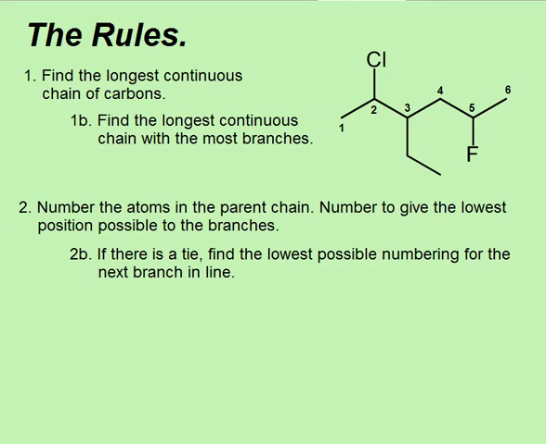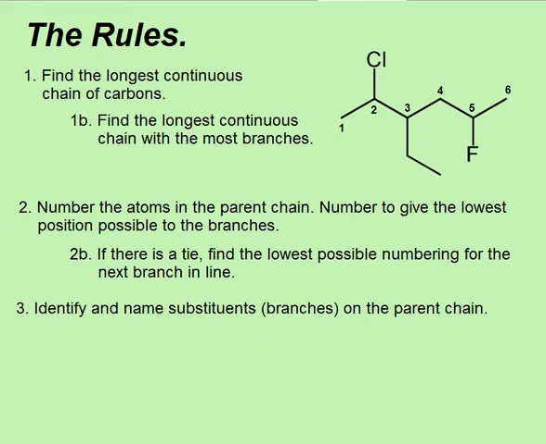Next thing we want to do is to identify and name the substituents, the branches on the molecule. We know where they are. They're on carbons 2, 3 and 5. And to give them their name, we've got a chlorine on carbon number 2, and we take off the INE ending for the element and change it to chloro. So chlorine becomes chloro.